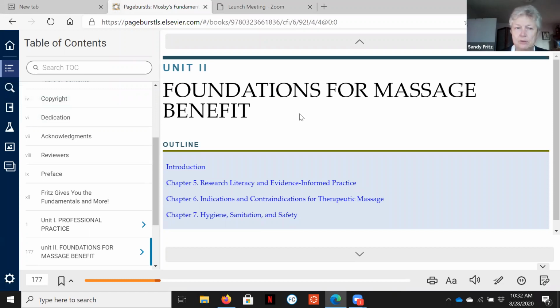We have 3 chapters in Unit 2. We have research literacy and evidence-informed practice. This is the foundation for how we become critical thinkers and clinical reasoners. And then how do we begin to understand when massage is beneficial, and then when we need to begin to take a look and go, is this safe? Is there a risk of harm?